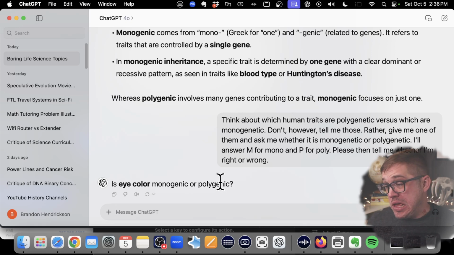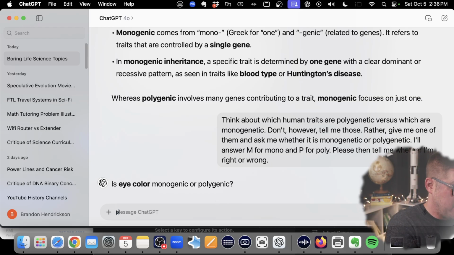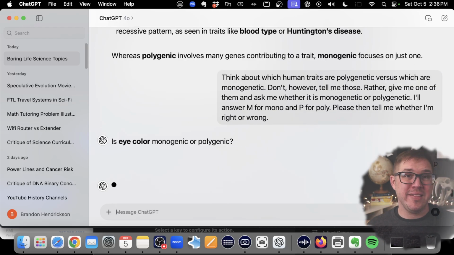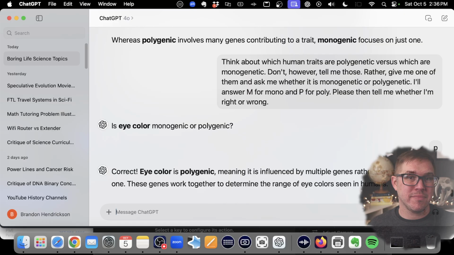Everyone's saying P for this. I'm going to type in P. I don't think that's right. What? Oh. The funny thing is, colloquially, that is true. We typically think of eye color as being just because of one gene, right? You have a gene for either blue eyes or brown eyes.